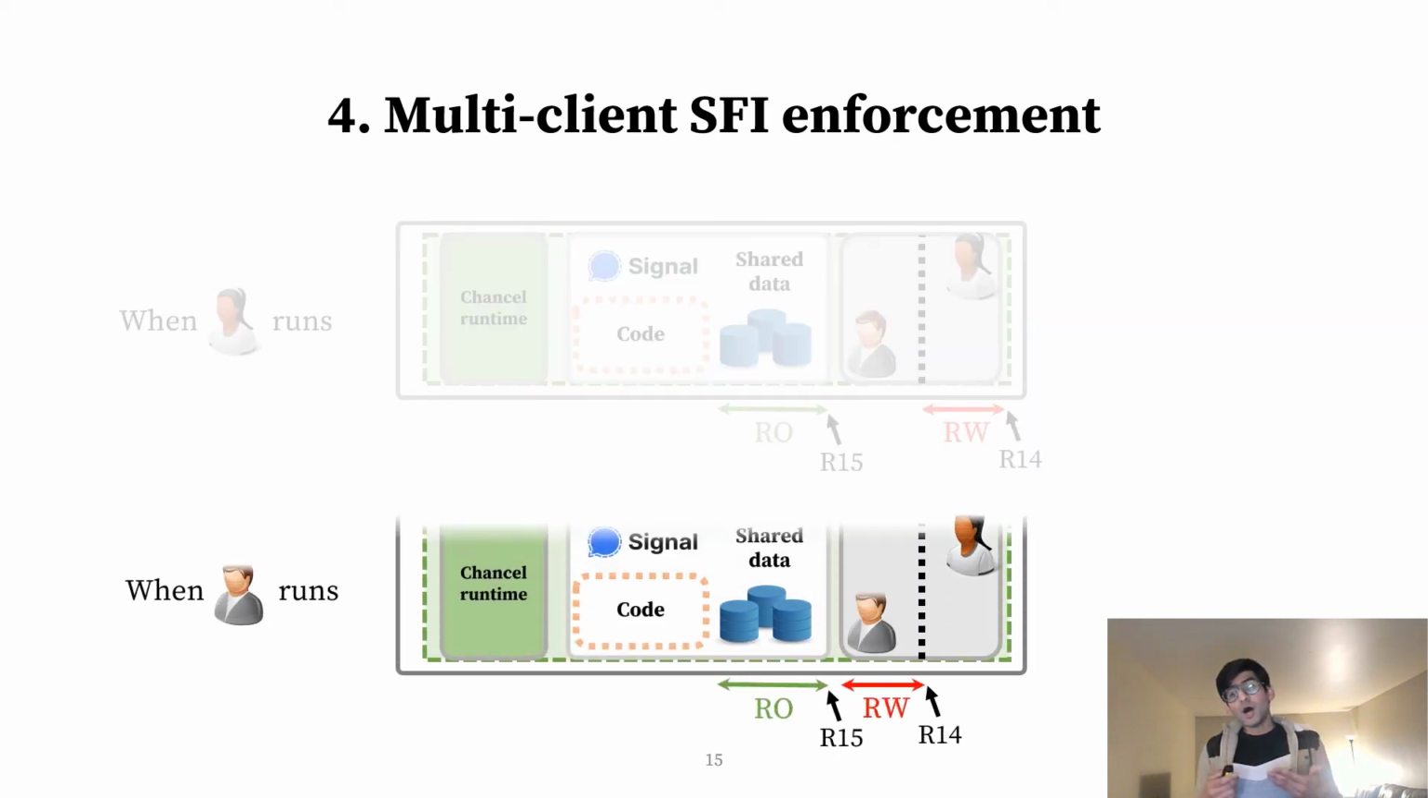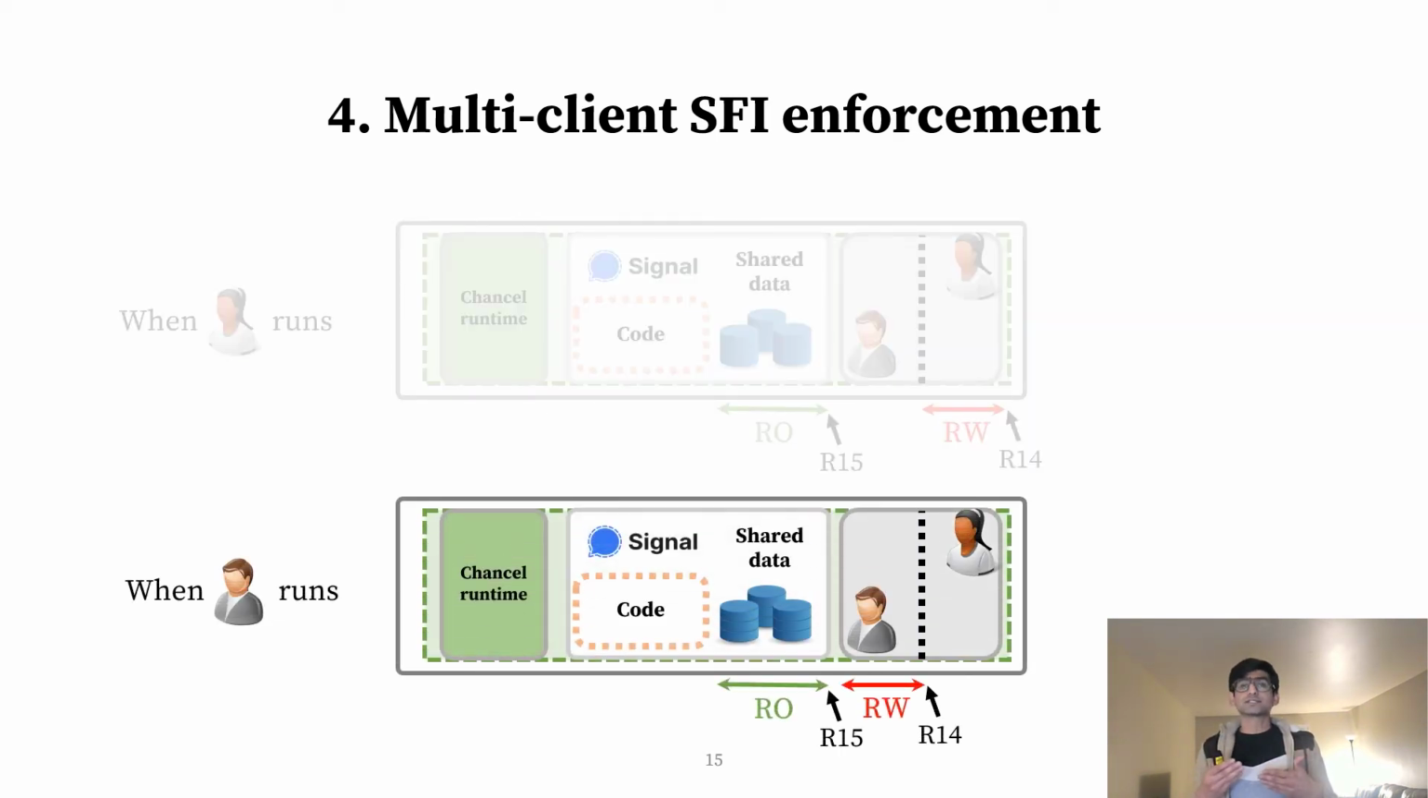And then when Bob starts running, Chancel does the same. It updates the register R14 to now point to Bob's per-thread region, allowing writes only to the private thread region, but reads from the shared data. And this concludes Chancel's design.